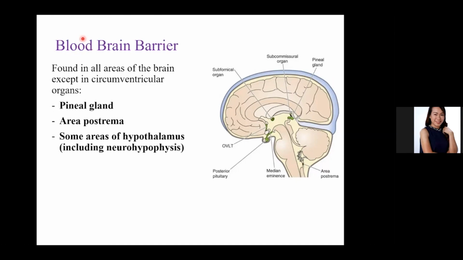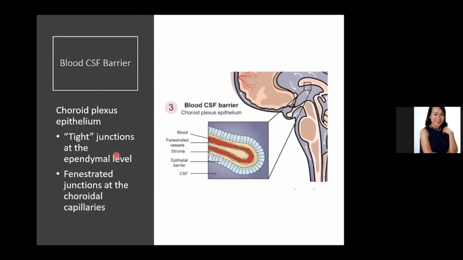So anyway, class, that is the reason why the area postrema is not surrounded by a blood-brain barrier. So there are also other areas such as your hypothalamus and your posterior pituitary gland, or your neurohypophysis. Take note, it's very specific, class. It's the neurohypophysis, not the anterior hypophysis, or the anterior pituitary gland rather.